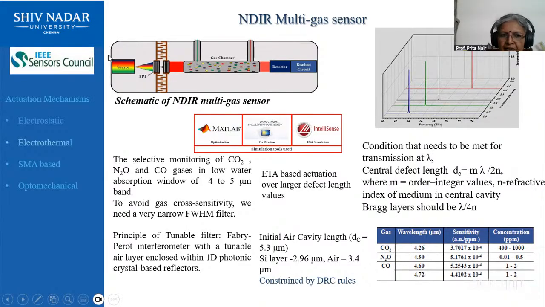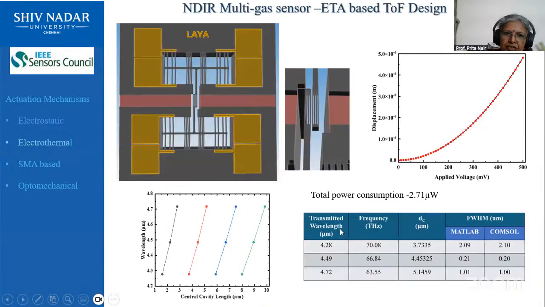So you need to have an IR source there, and you need to send each of these beams in and see how much is the absorption. Carbon dioxide has a specific absorption wavelength, and nitrous oxide has another, and CO has another. This is showing an electrostatic actuator, but I can also do electrothermal. This is one design which is there. I think this was done recently, probably.